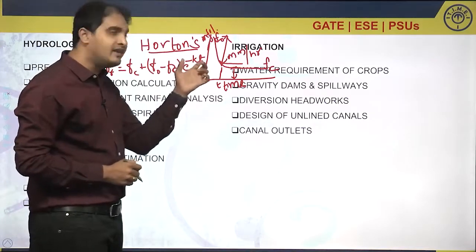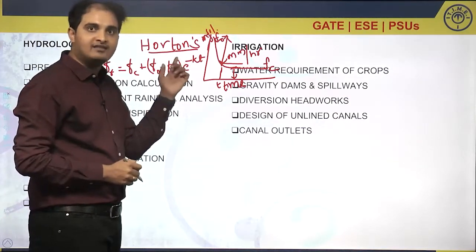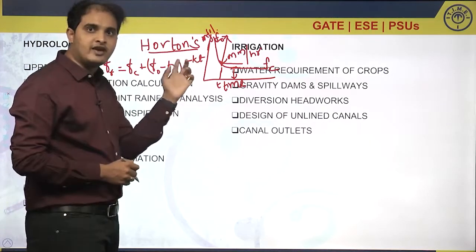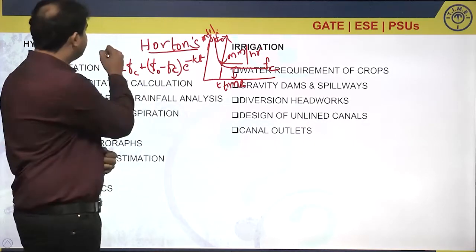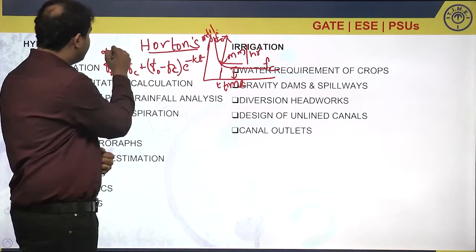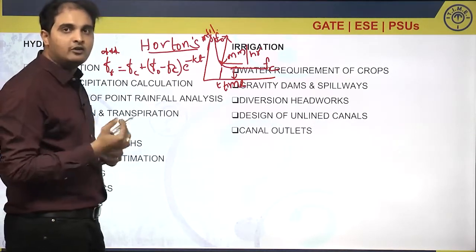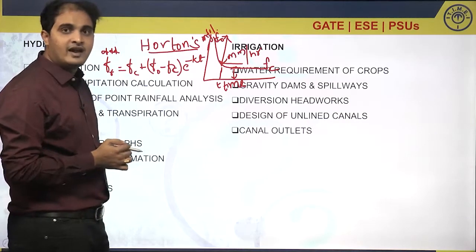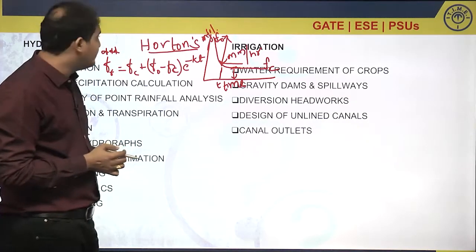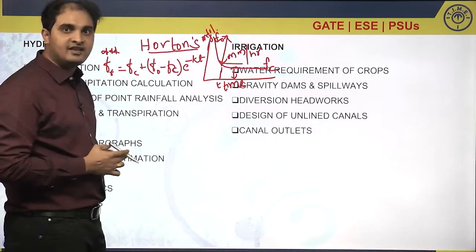When you have t in hours, k should be in 1 by hours. When you have t in days, the units of k should be 1 by days. So this equation, Horton's curve equation, is a very important equation from the GATE examination point of view, on which you can expect a question 99.9% almost every year in the GATE civil engineering stream.